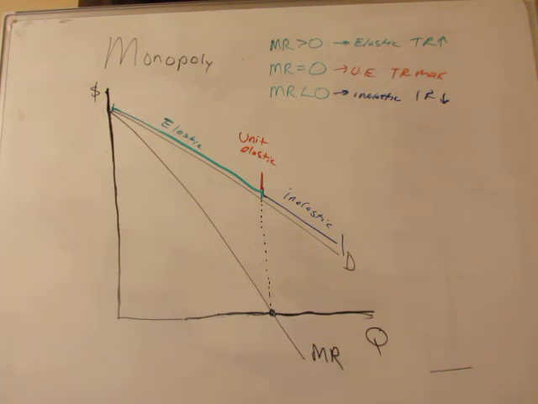With that, that is it for the Monopoly graphs, and I think we have a few left for monopolistic competition, and that is it.